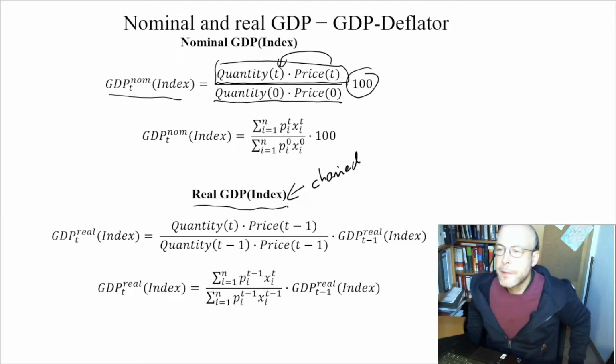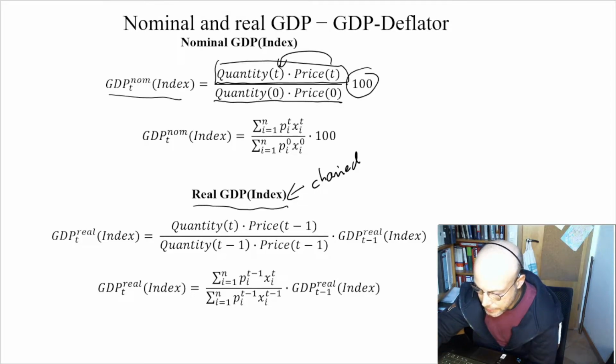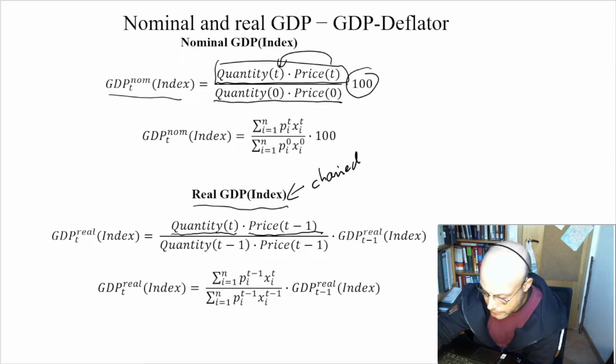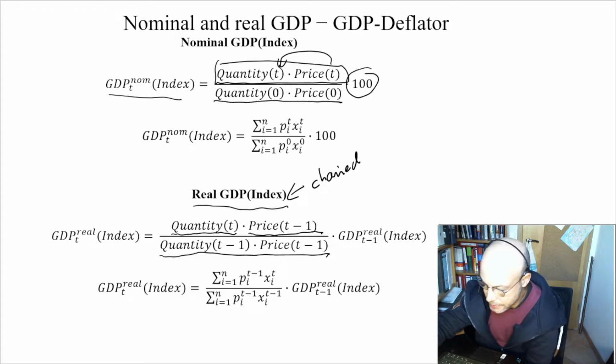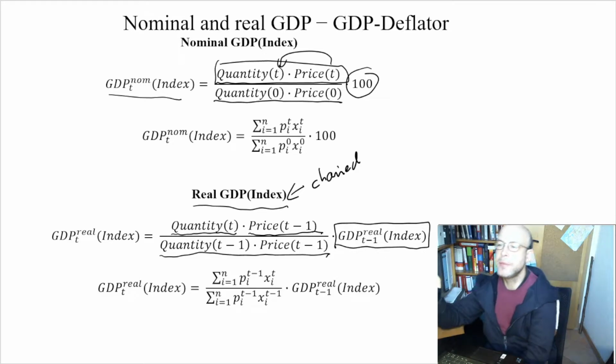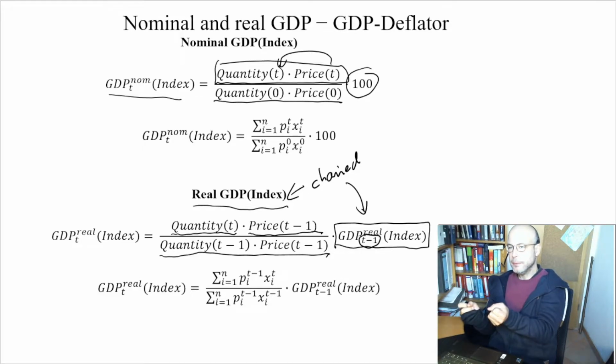And where do we see the chaining? Well, we take here, as I said, quantities at time t times prices at time t minus 1, divided by the nominal GDP of the former year, and now multiplying this with the real GDP index of the former year, t minus 1, and this is the chaining.